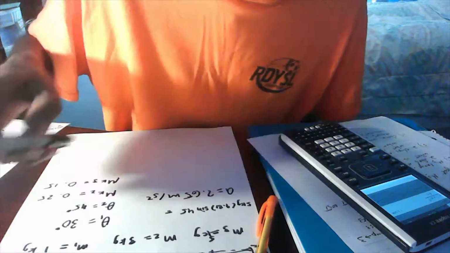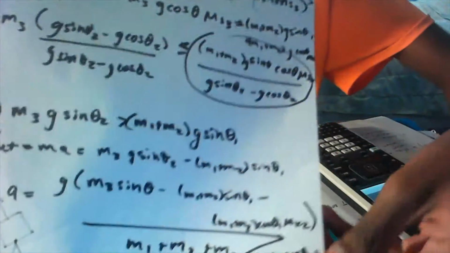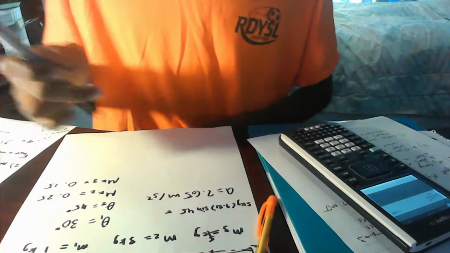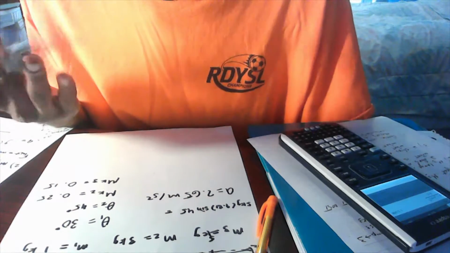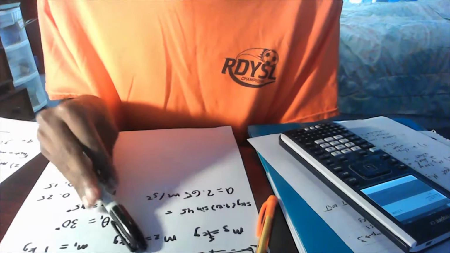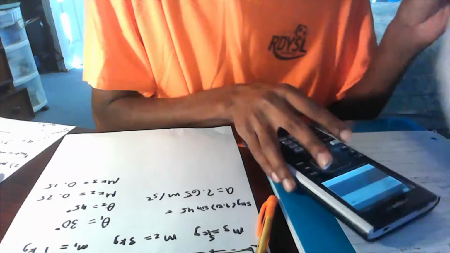And after doing the math on my calculator, using this equation that we derived earlier, I got acceleration equals 2.65 meters per second squared. Yeah, just using my calculator, plugging in the values. And so now we'll move on to the second part of the question.